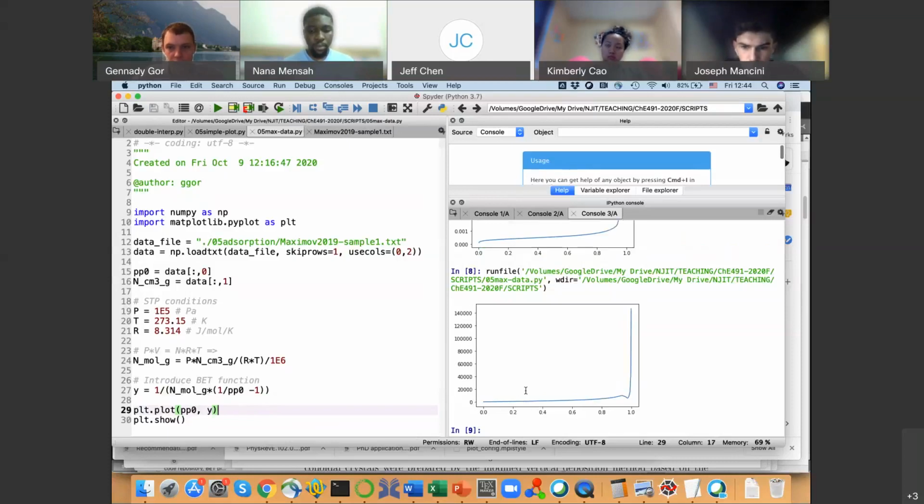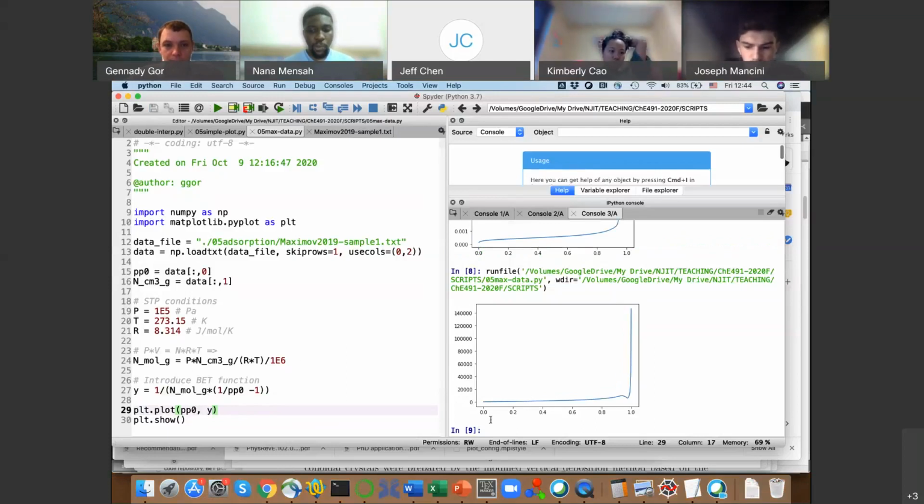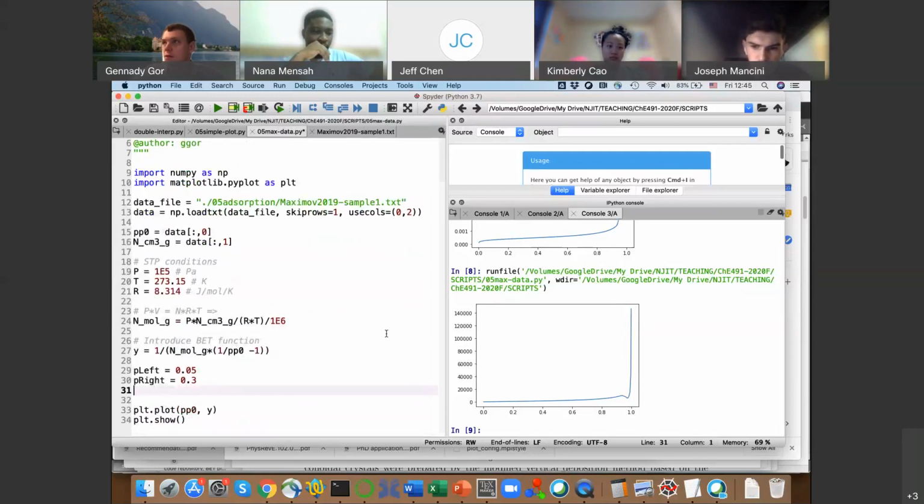Okay, well, it gave this behavior going to pretty much infinity, but I don't care about that part. I care only about the part here. And in order to do that, I need to select my data so that I'm considering the pressures only in this region. Let me call it P left is 0.05 and P right equals, it's either 0.3 or 0.35 for this region.